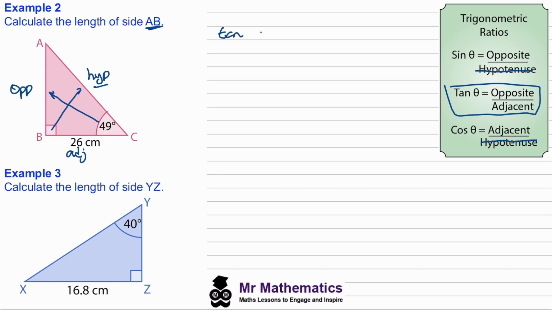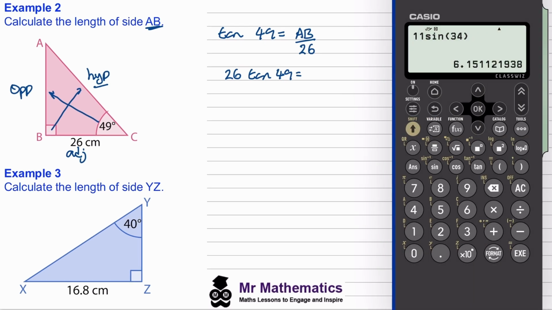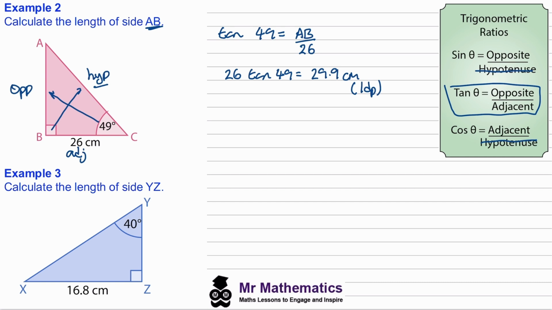So the tan of 49 degrees will be the opposite length divided by the adjacent. We'll multiply both sides by 26. So we get 26 times the tan of 49 degrees. And this gives us 29.9 centimeters to 1 decimal place. Okay? So perhaps you want to try example 3. Remember to label the lengths and then to identify which ratio to use. You can pause the video and come back when you're ready.